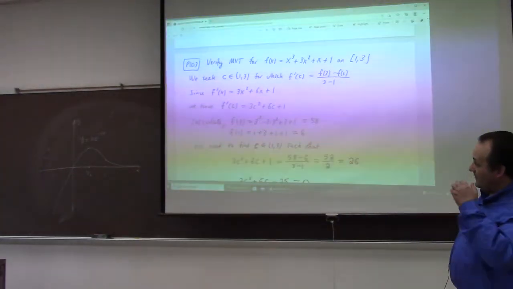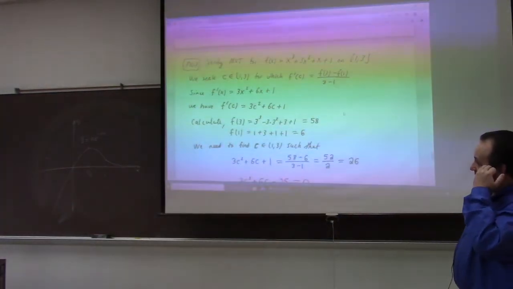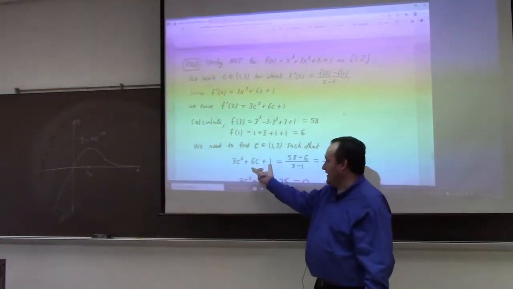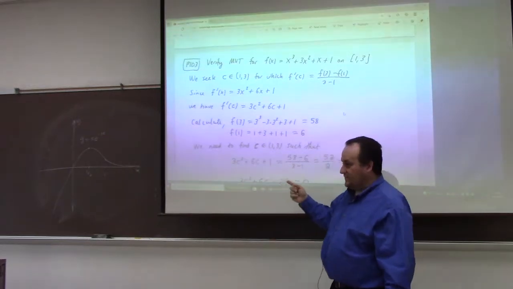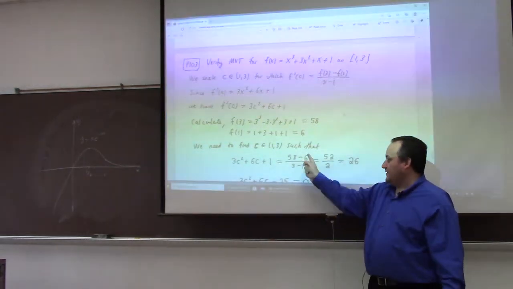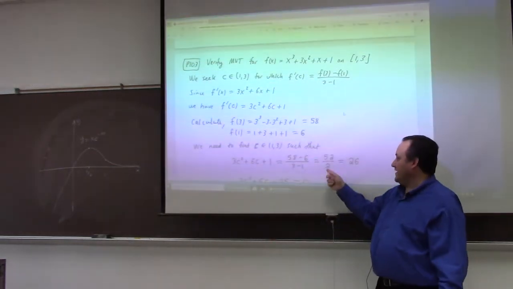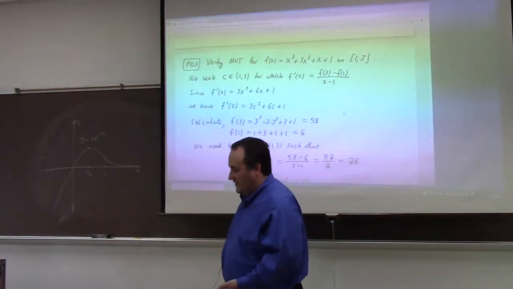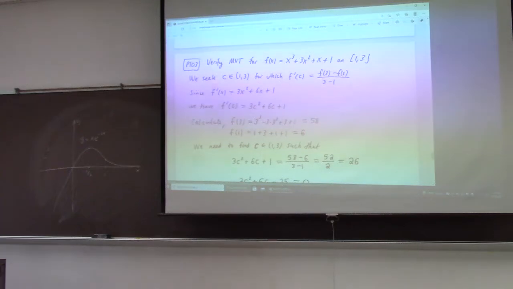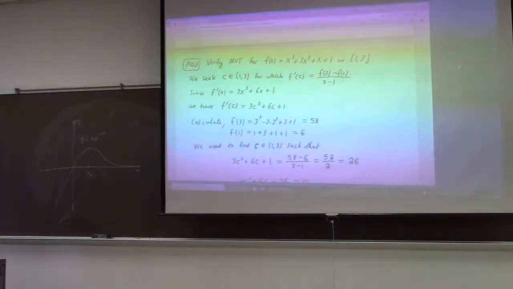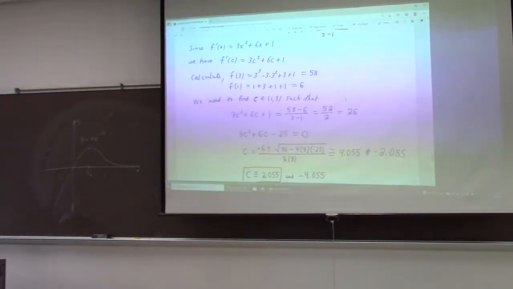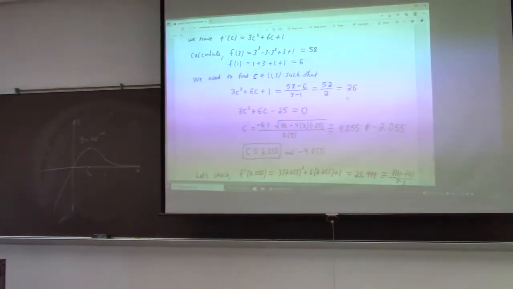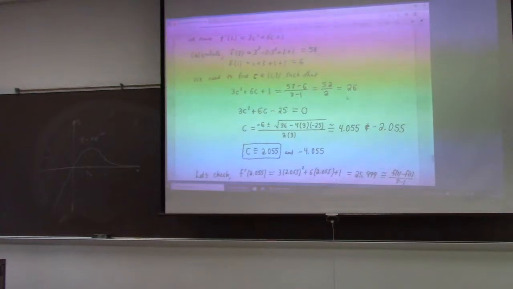And so what that amounts to here is I need to solve the equation 3c squared plus 6c plus 1, that's f prime of c, equal to f of 3 minus f of 1 over 3 minus 1, which happens to be 26. So I've got a quadratic equation to solve. We can solve it. It may or may not be pretty, but we can solve it. In fact, it's not that pretty, but the answers are about 4.055 and minus 2.055.